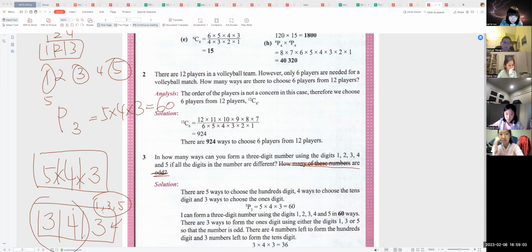So for the tens place, if you choose 1, it's 2, 3, 4, 5, right? If you choose 3, it's 2, 1, 4, 5, right? So that means the middle number only has 4 options, because the last one is already picked. So 5 minus 2 equals 3. So 3 times 4 times 3. Get it, everybody? How many numbers can be formed?